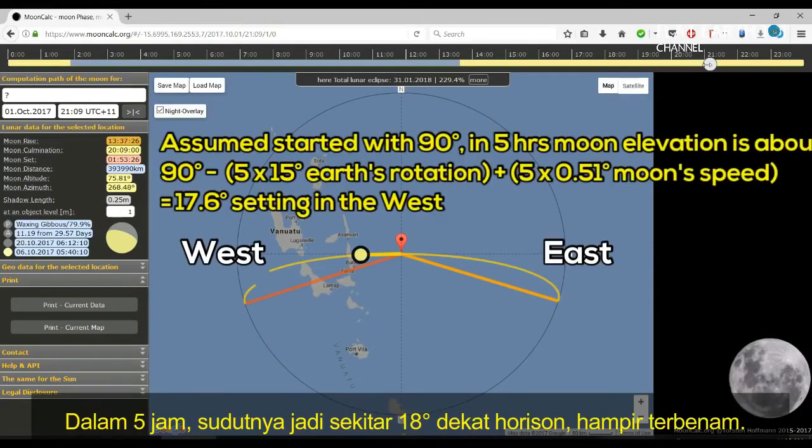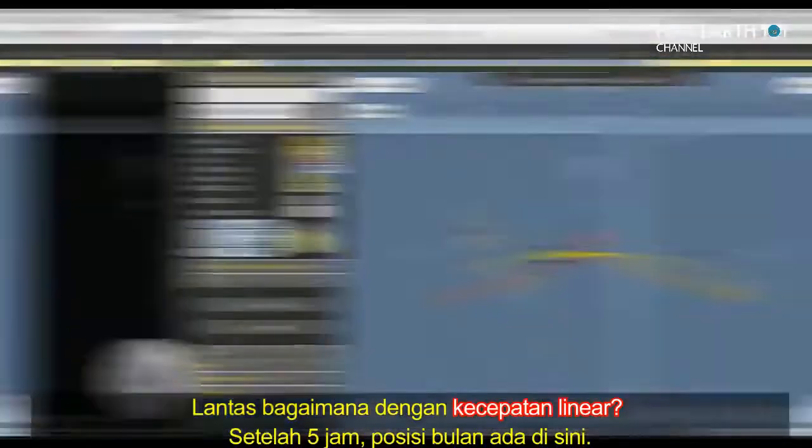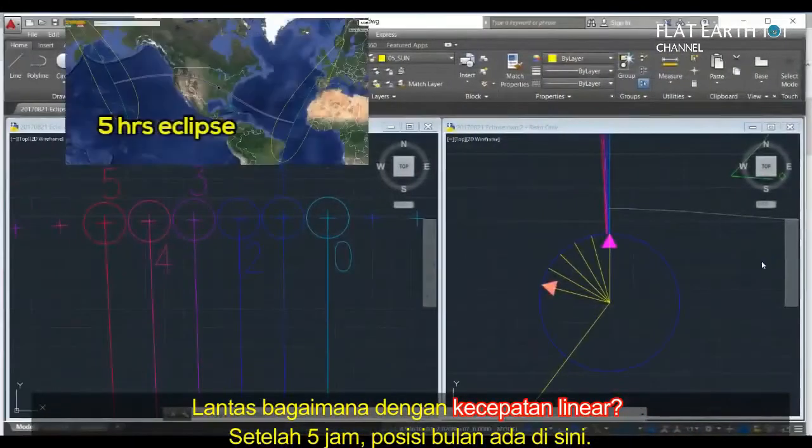For 5 hours, it would be around 18 degrees near the horizon, almost setting. This is the proof that it's the angular speed that applies. What about the linear speed? After 5 hours, the moon's position is over here.